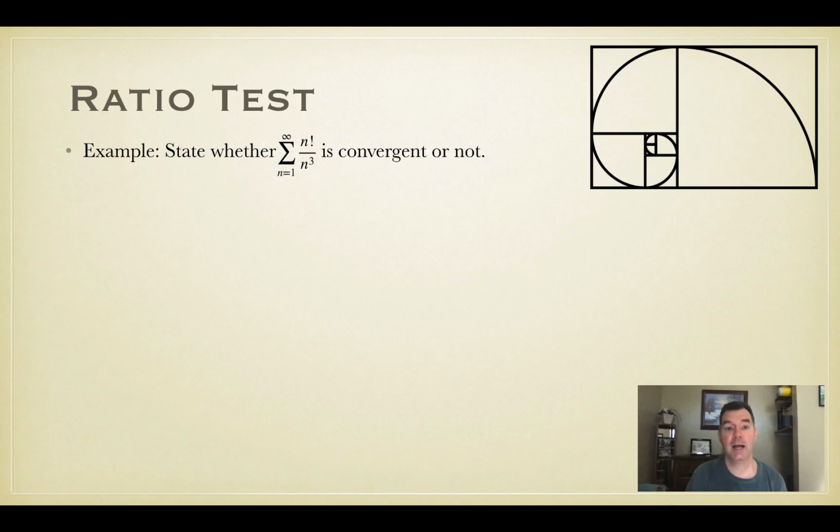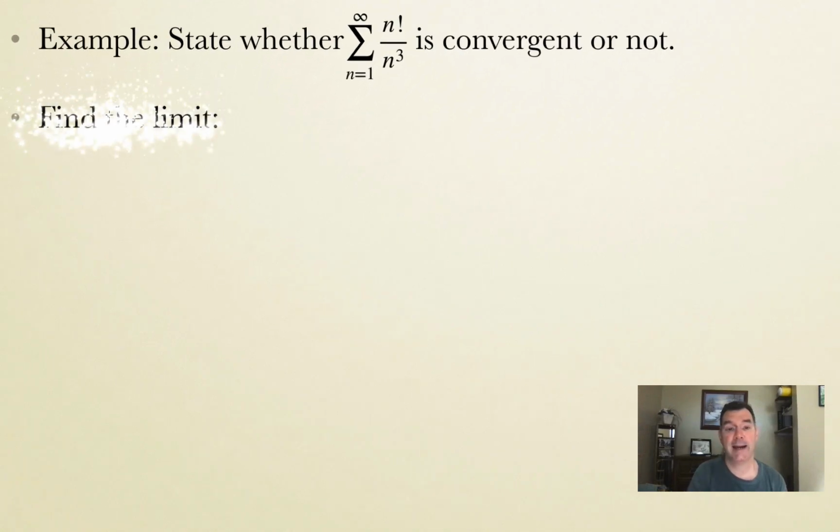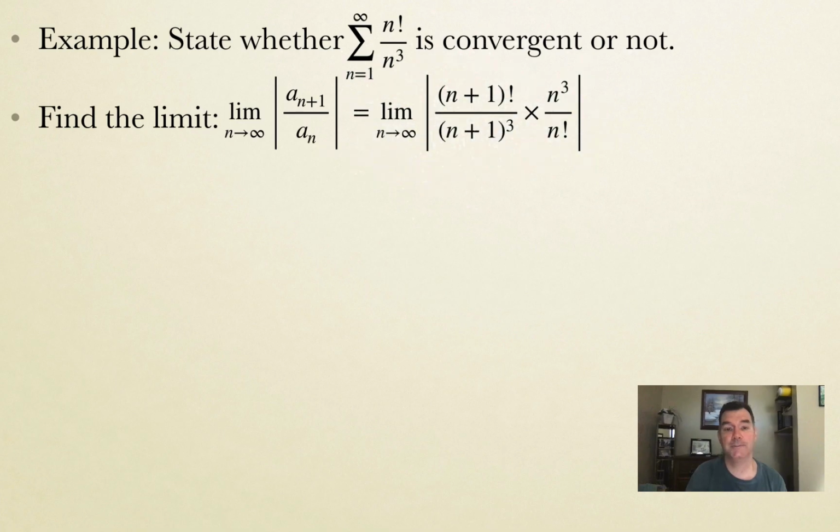All right. Now I'm going to try and see whether n factorial over n to the 3rd is convergent or not. So this is the first question where I'm not actually telling you whether it's convergent or divergent. We need to figure that out. So we're going to find the limit of the n plus 1 term over the n term.